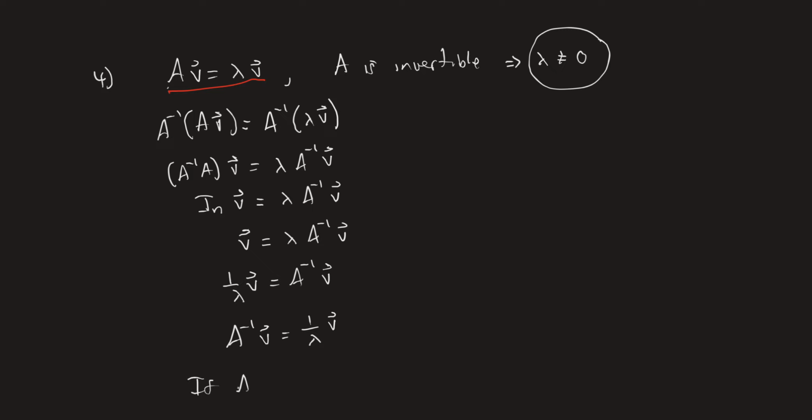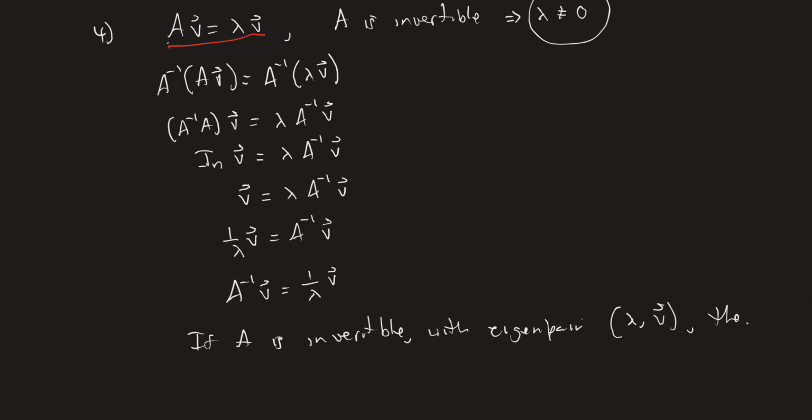So if A is invertible with eigenpair, and I'll just say pairs, it's a little bit easier, with eigenpair lambda, V, then A inverse has eigenpair 1 over lambda, V. So the eigenvector is the same.